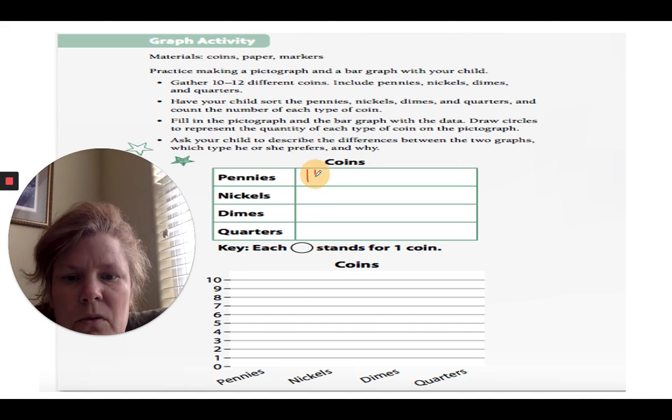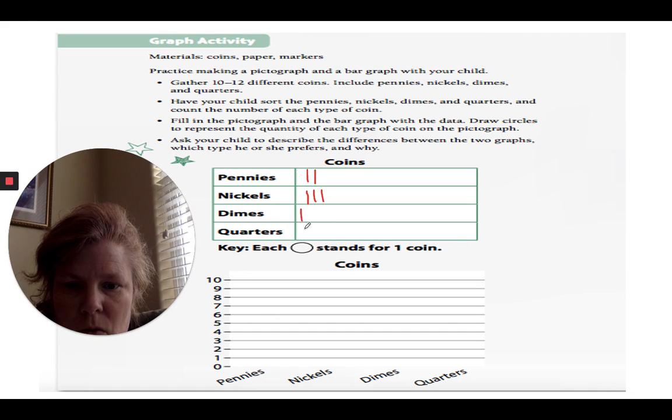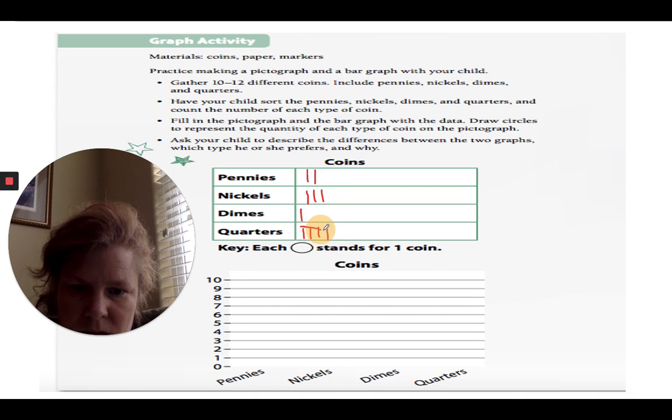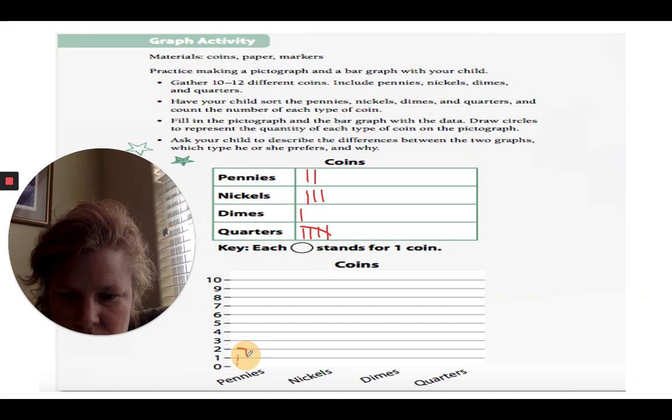All right, so let's do 2 pennies. And I'm just making this up. I'm just making up what I have. Three nickels, 1 dime, and I'm making it super simple. You guys will have lots to put on here. And then 5 quarters. All right, and then so here you would make your pennies. You would go up to 2. So just make a little bar graph and go to 2.